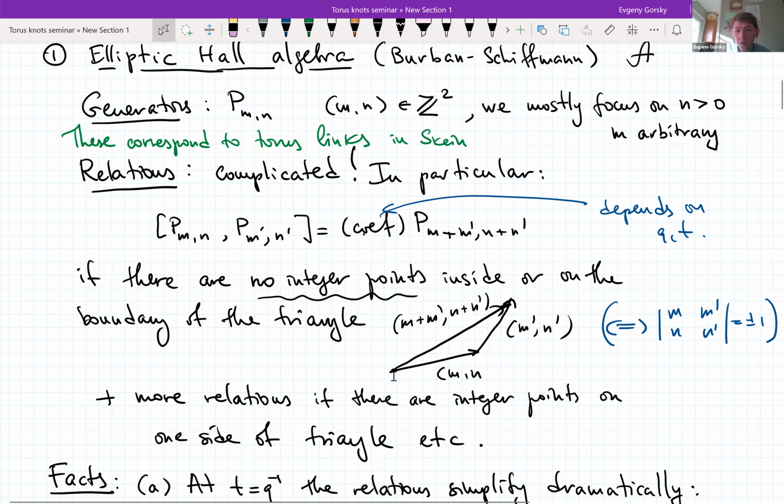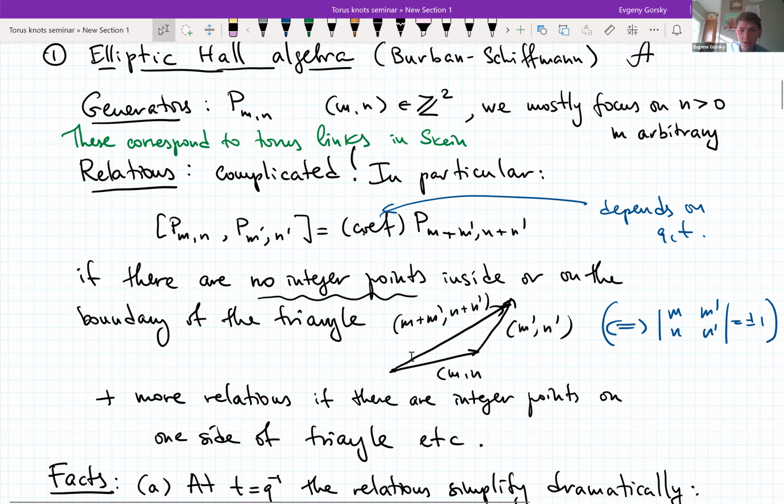So this means that the area of this triangle is 1/2. And so if the area of this triangle is 1/2, then actually the commutator of P_{m,n}, corresponding to this arrow, and P_{m',n'}, corresponding to this arrow, up to some coefficient is just P_{m+m', n+n'} here. So this is a pretty special relation, which really sees how these vectors are positioned on the integer lattice.